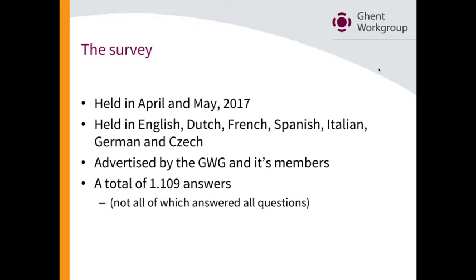First thing is to introduce what we did. What we wanted to do from within the Ghent Workgroup was to hold a survey to people in graphic arts in general, regardless of whether they were more on the creative side or more on the production side. We wanted to make it as broad as possible, and hence we had it translated. You can see all the languages there. English was the main one, but then we had translations into Dutch, French, Spanish, Italian, German, and Czech.